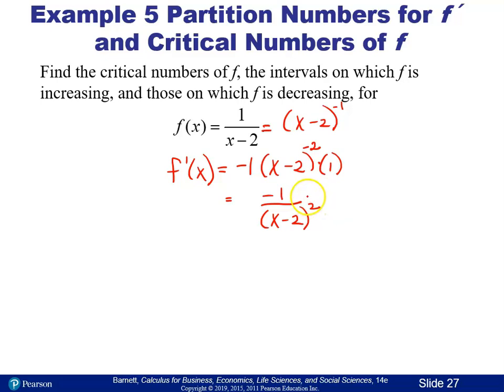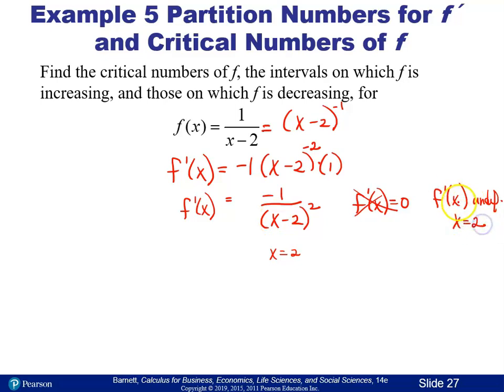Okay, so looking at this, I want to see where is that first derivative equal to 0, and is there any place that it's undefined? The place the first derivative would be equal to 0 is if that numerator would equal 0, but negative 1 won't equal 0, so I don't get anything there. But I do have a place where this first derivative is undefined. So my first derivative is undefined when x equals 2, because that's what would make that denominator be 0. So when x equals 2, the function's undefined. So that's the number that I want to use on my number line here.